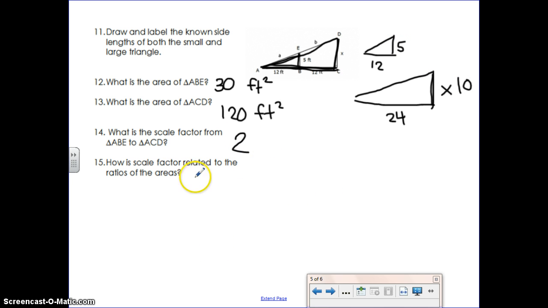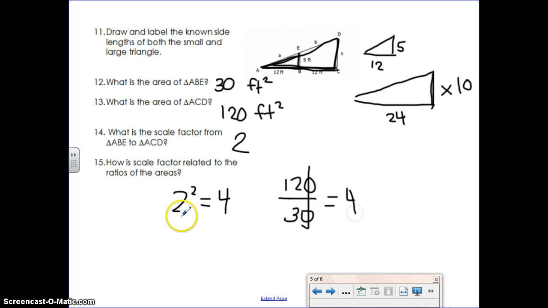How is that scale factor related to the ratio of the areas? Well, we're hoping that the scale factor squared equals the ratio of the areas. So let's check that. That would be 120 divided by 30. We're hoping that's going to equal 4. Well, 12 divided by 3 is 4. So that scale factor squared does equal the ratio of our areas.